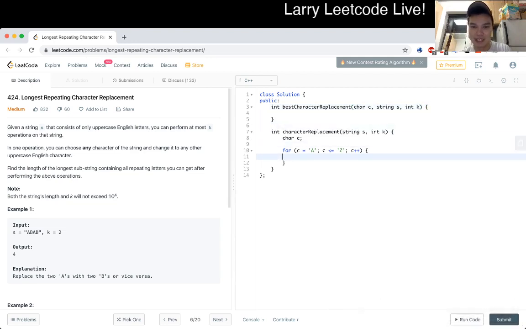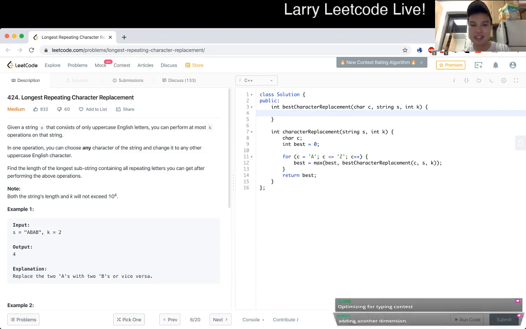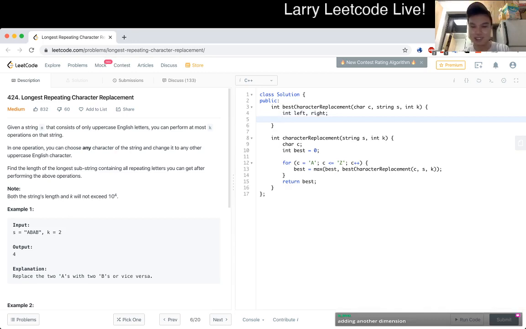And then now this function is just: best is equal to say 0, best is equal to max of the best and best character replacement of C, S, and K. Oops. And then now we just return the best. And then here, as we said, what is the best character given that? So now we start with the right. I always label them left or right, or sometimes head and tail, but definitely get used to a consistent style.